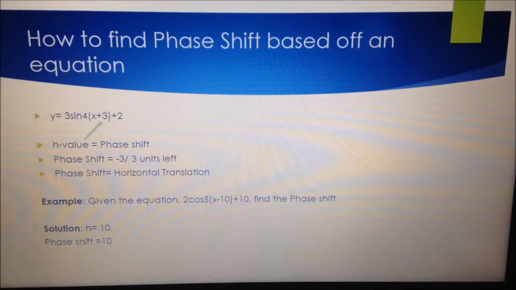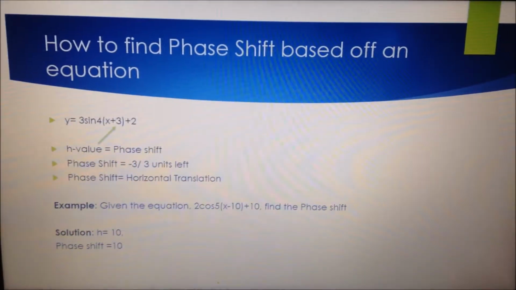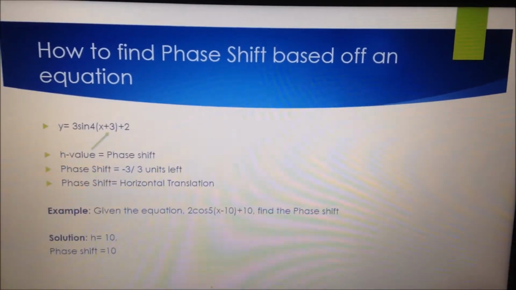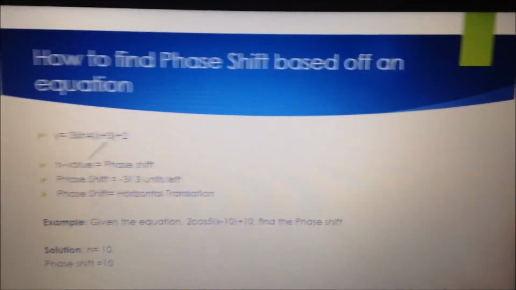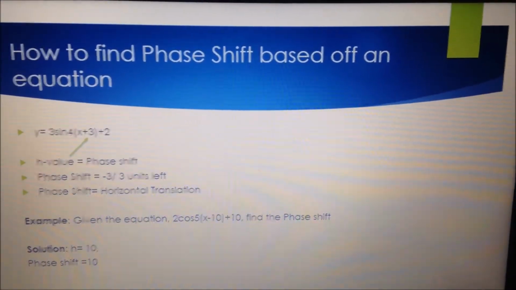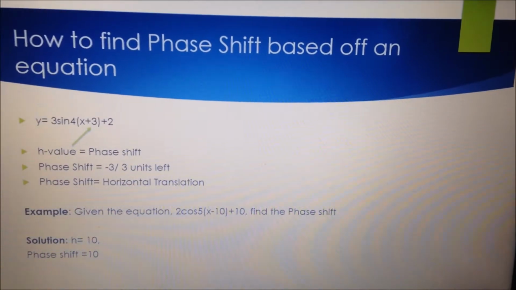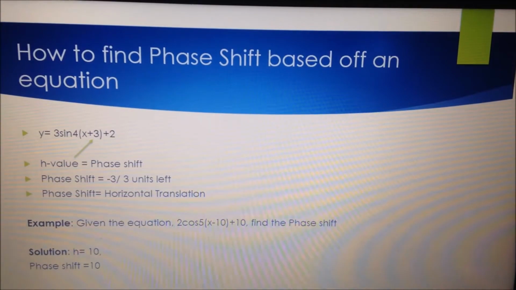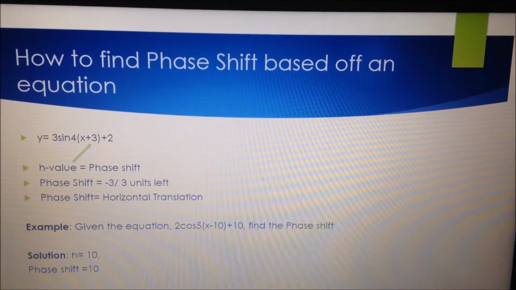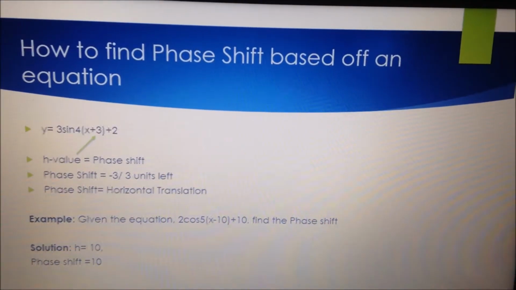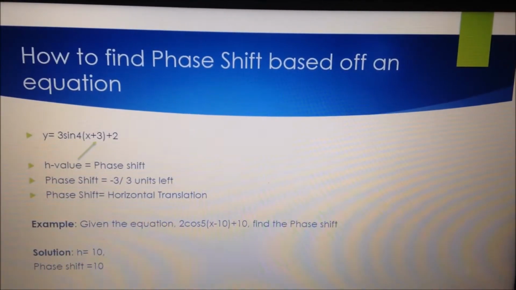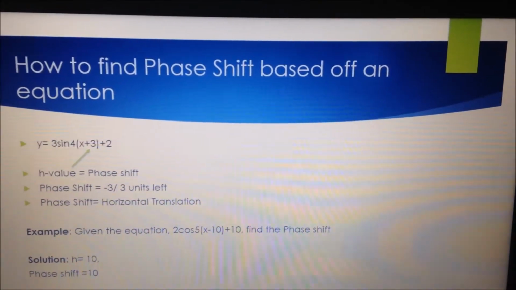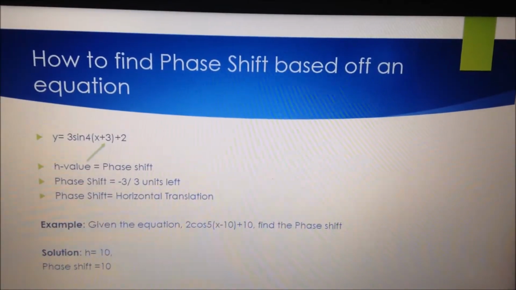So how do we find the phase shift based on an equation? Well, the phase shift is exactly like the h value, if you remember from chapter 2. Now, if you remember correctly, when you take the h value out of an equation, the sign always changes. And so if the h value is positive, you're going to move left. And if the h value is negative, you're going to move right. And so here we have the phase shift of +3, or we have the h value of -3. And so therefore our phase shift is going to be -3, or 3 units to the left.